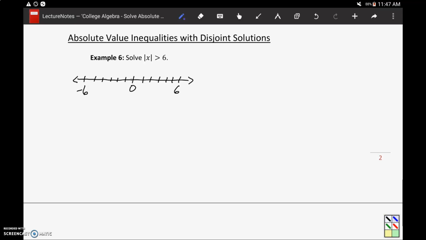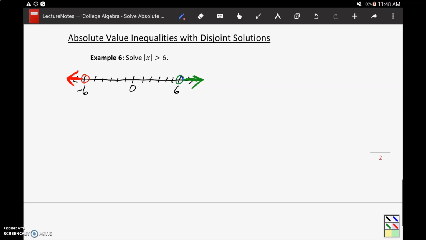So in this case, we don't want the values that are contained between 0 and 6. Those values are less than 6 units away. So we want to start at 6 and consider all values that are more than 6 units away. So this would be all values greater than 6, with that open circle at 6, indicating that 6 is not included. And then if we consider the opposite direction, we would want to start at -6 and consider all values that are less than -6.